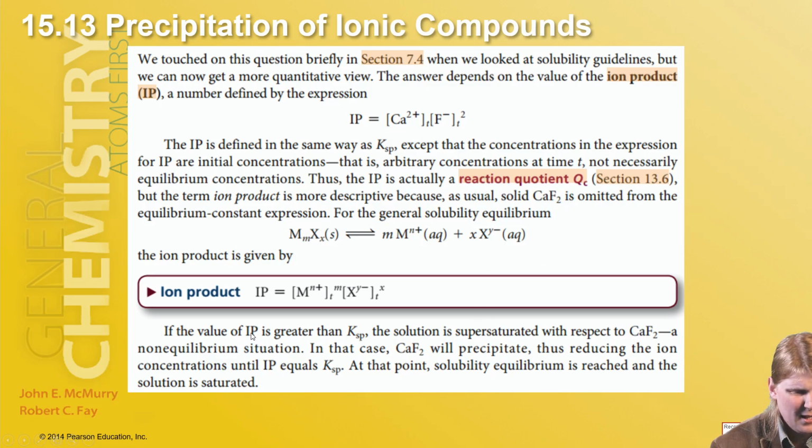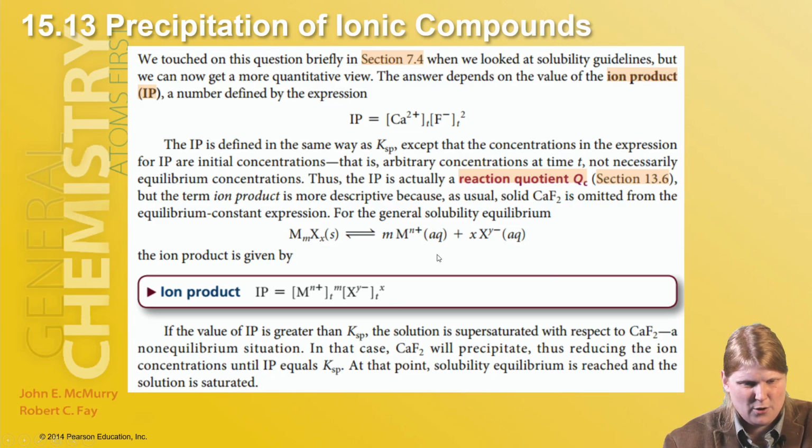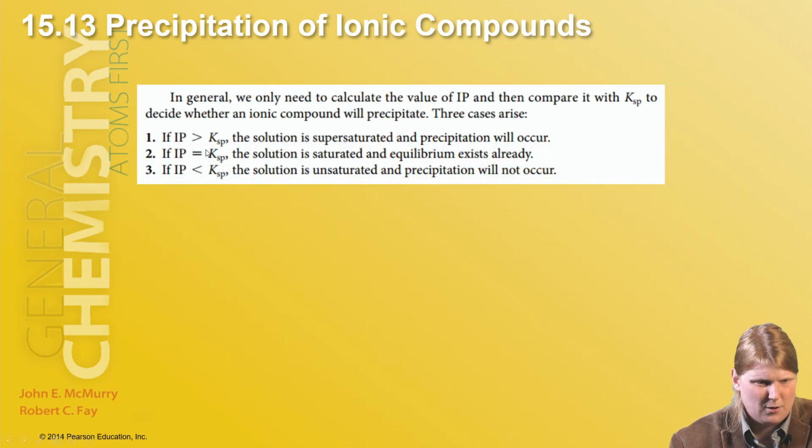We'll set that up. If the value of the ion product is greater than KSP, then the solution is saturated and it will precipitate. If it's less than the KSP, then it will not. If it's the same as the KSP, then it will not. So we're really looking for the ion product to be greater than the KSP. That's our general question here, and that's what they're looking at here. Equilibrium already exists, so it's not going to change. It's unsaturated and precipitation will not occur.